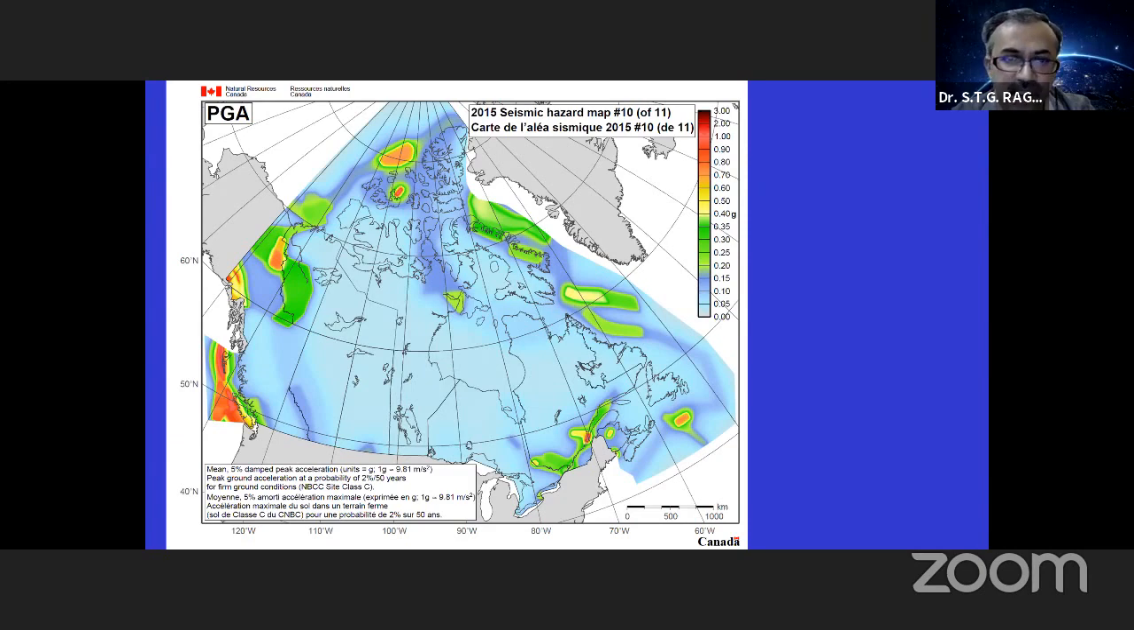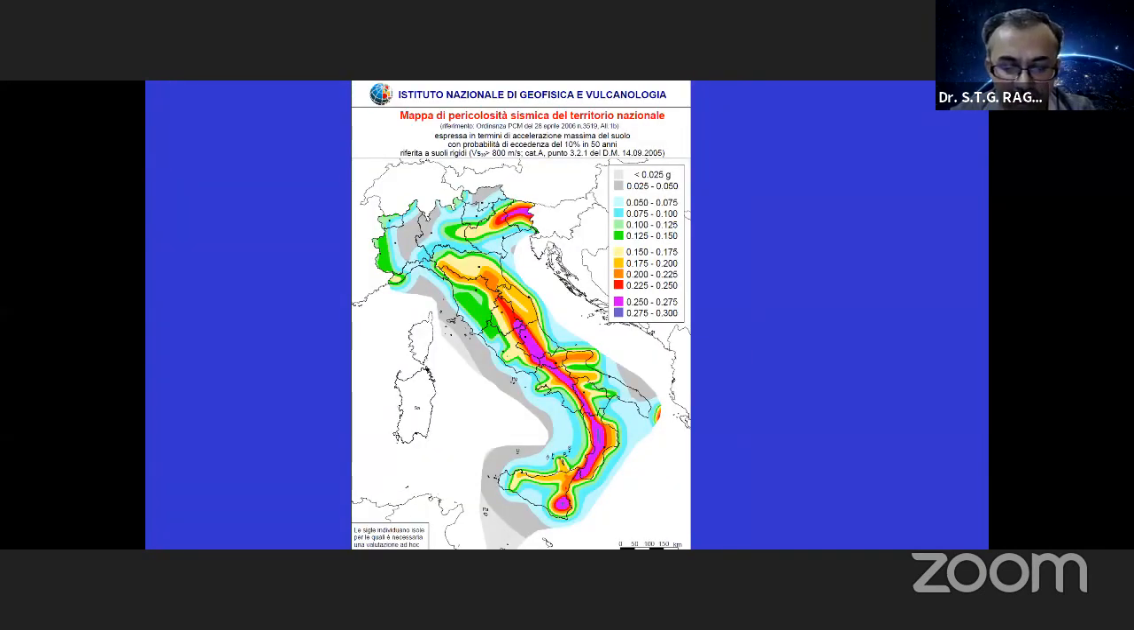Similarly, this is the Italian seismic hazard map, which is available on the Italian website. Of course, Italy gives it not for 2,500 years but for 475 years, which, if you want to compare with our IS codes, is Z by 2. So the highest PGA is around 0.3g, which means if you want to compare with our IS code, you multiply by 2. So the highest Z value reported in Italy is around 0.6 times gravity, which is almost 1.5 or 1.6 times higher than our IS code.